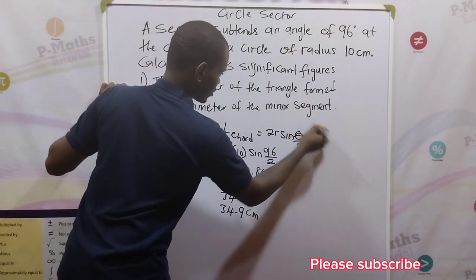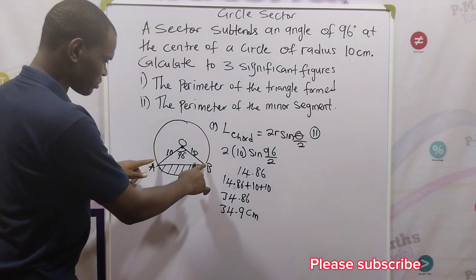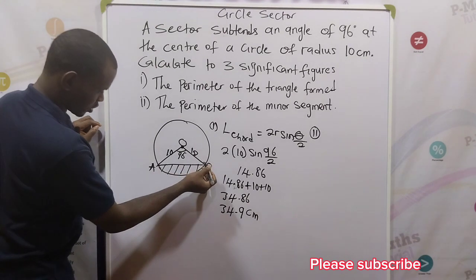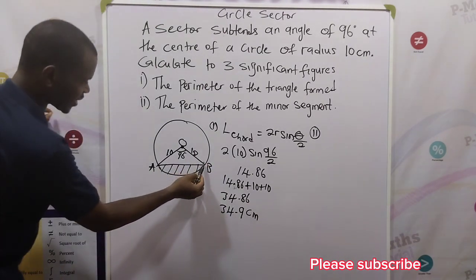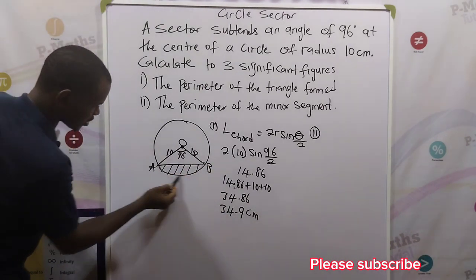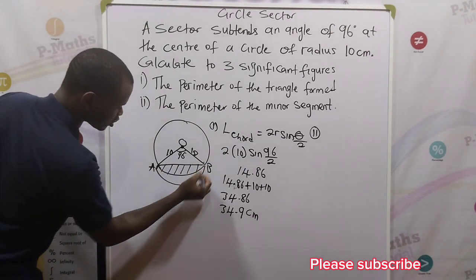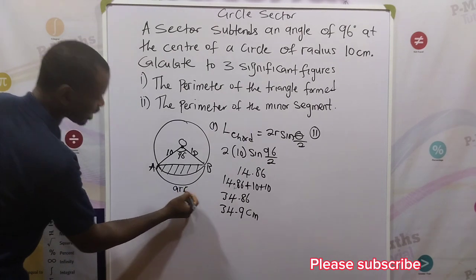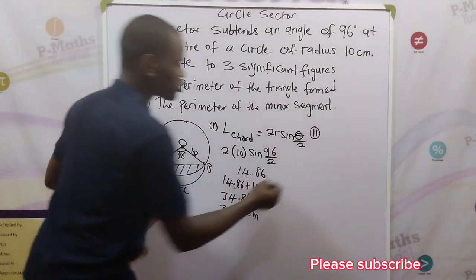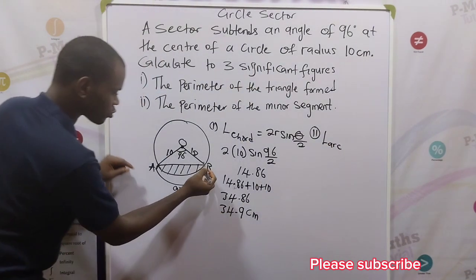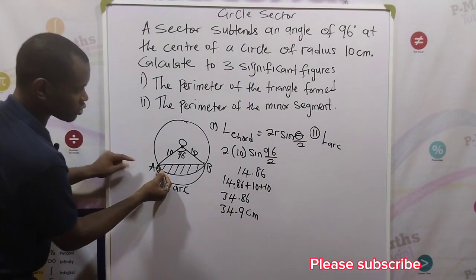Let's solve the second part. The second part is the perimeter of the minor segment. The minor segment is this shape from here to here. So perimeter is adding this length to this length. Now the length from here down to this point is called an arc of a circle. So we are going to be using the formula for the length of the arc of a circle to find the length from here down to this place.